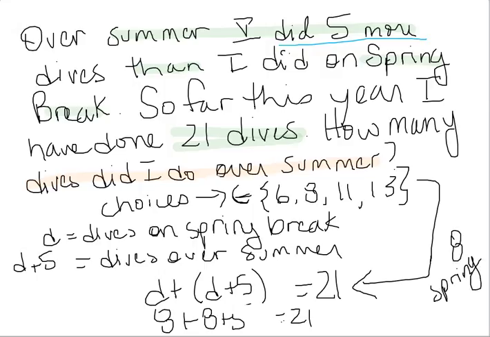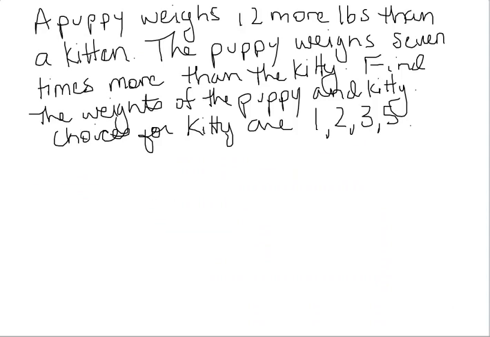D equals 8. So then how many dives did I do during summer? Well, it's going to be 8 plus 5, which is 13. So I did 13 dives over summer. Alright, now we're going to try another one. Alright, so let's try this problem.